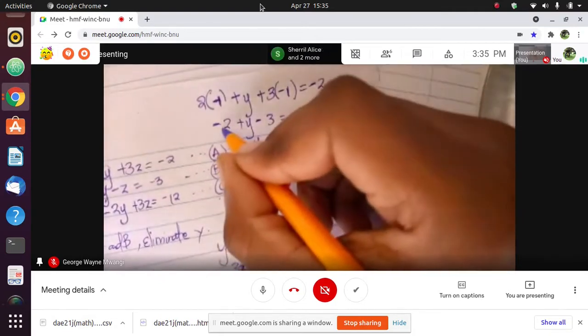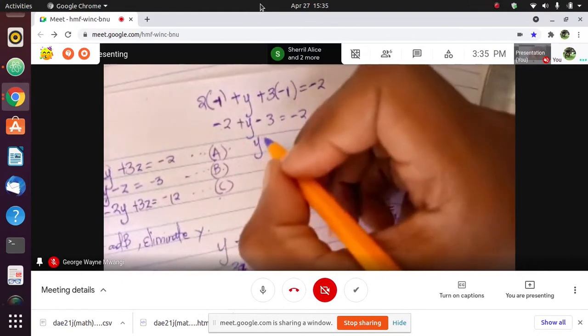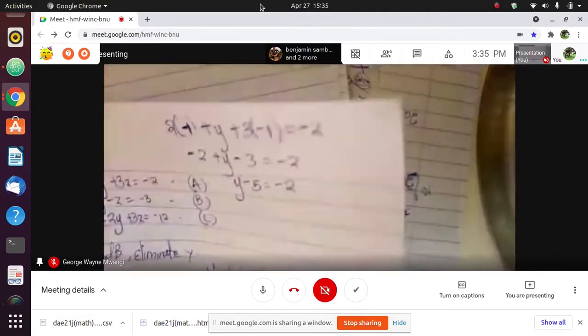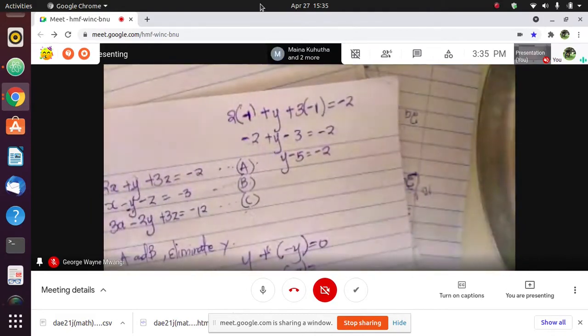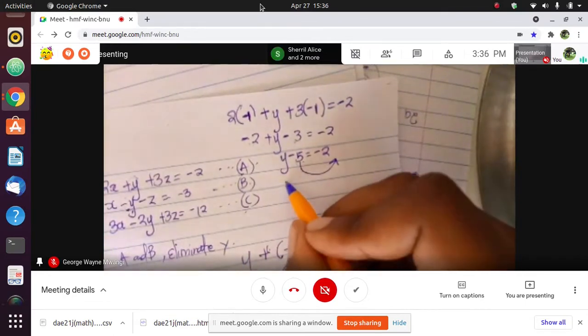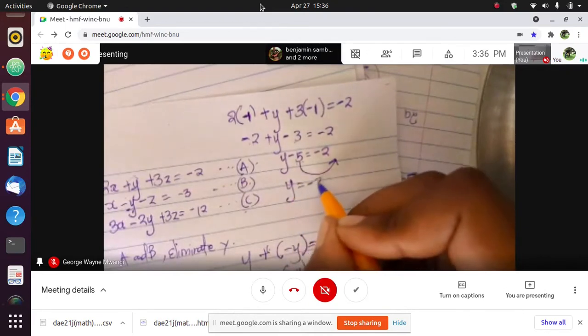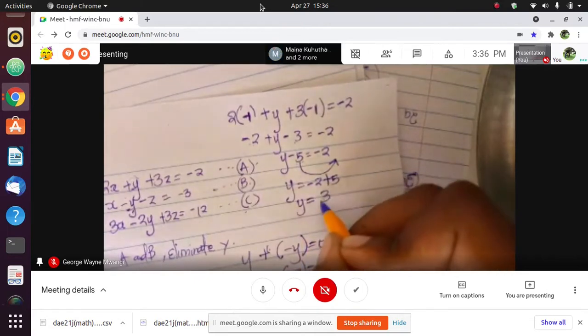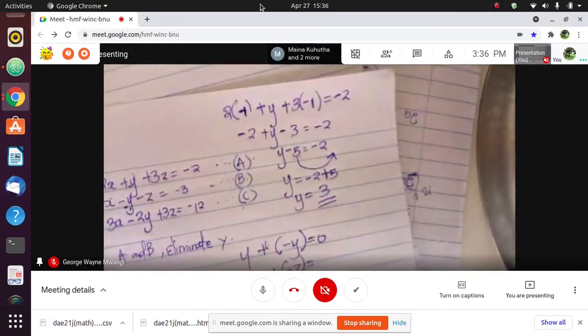Y, when you take minus 2 minus 3, you can put here minus 5 is equal to minus 2. When I add negative 2 to negative 3, it will give me negative 5. Now when we take this negative 5 to the other side, it will be positive. So what you're left with is y is equal to negative 2 plus 5 to give us the value of y to be 3. Are we together? Yes. Now that is how we solve simultaneous equations with 3 unknowns, by eliminating.